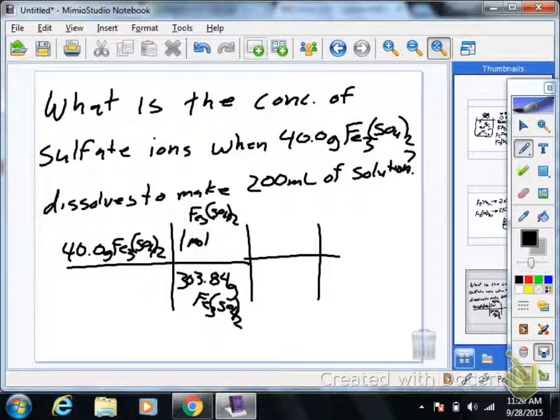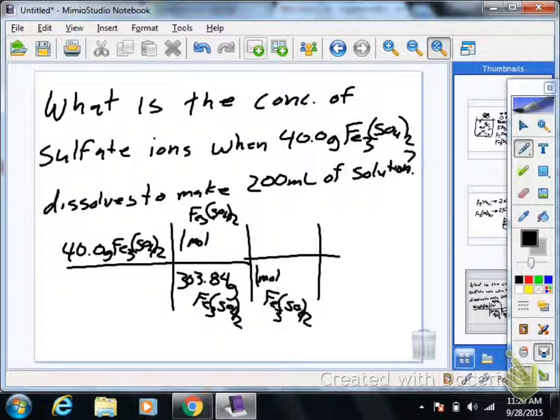The question asked me to find the concentration of sulfate ions. So I want to find moles of what? Sulfate. So down here I'm going to put what? 1 mole of this, right? You think I would have picked a better one other than this complicated one to write out each time. That's the way it goes.